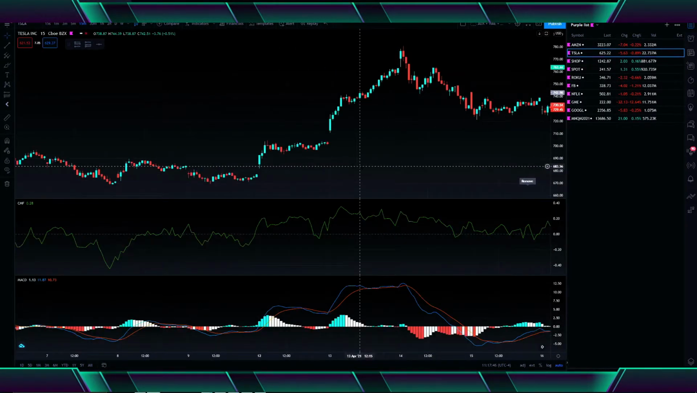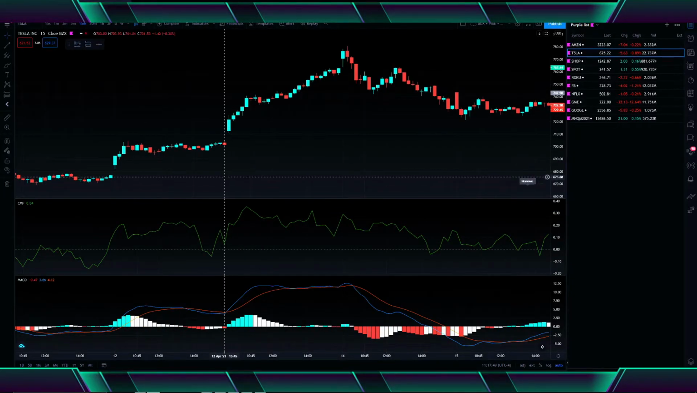Okay, so look at here. We got a cross up at 9:30 right at the open. Your CMF and your MACD agree. It's above the zero line, crossing up. So you capture from entry at 721.86.